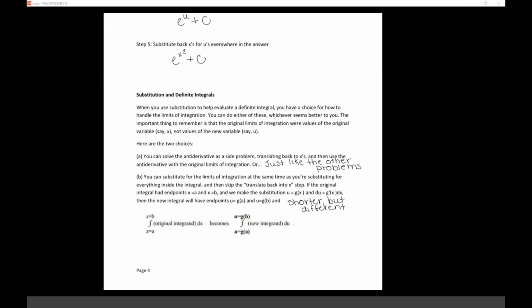So let me see if I can find where we're going. I stapled all my stuff upside down, so give me a minute. All right, let's look at an example.